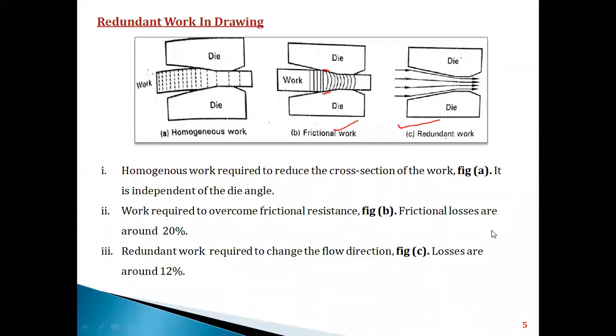The redundant work plays a very vital role. Once this redundant work is developed, we say that there are some losses. So how can we estimate the redundant work using a graphical procedure? We can estimate the redundant work developed, and it is sufficient to understand how much is required and how it can be estimated graphically. Let us see in the next slide.